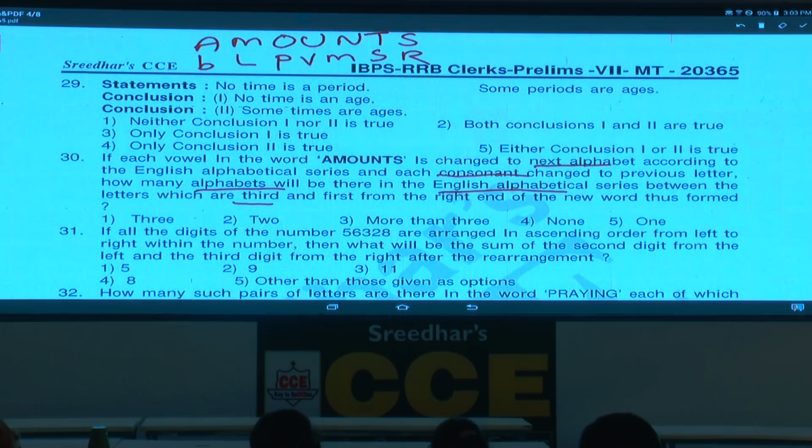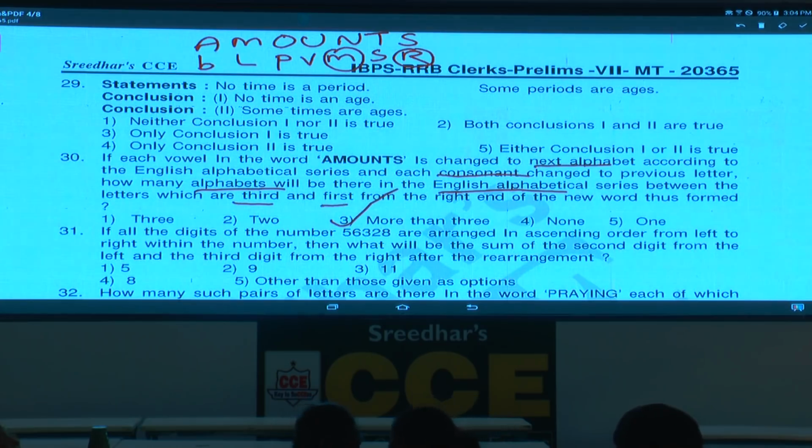How many letters will be there in the English alphabetical series between the letters which are third and first from the right end? Third and first from the right end. What is third here? First is R and third is M. Now between M and R, how many letters are there? N, O, P, Q. There are only 4. 4 letters, and it is given in more than 3. Question number 30, choice 3.